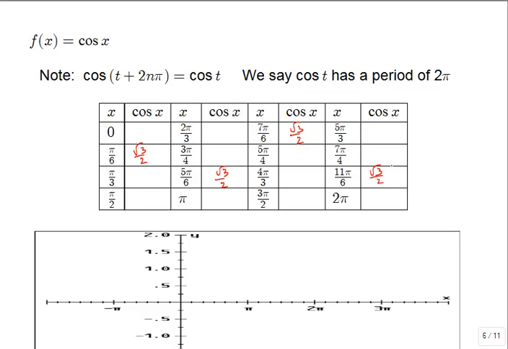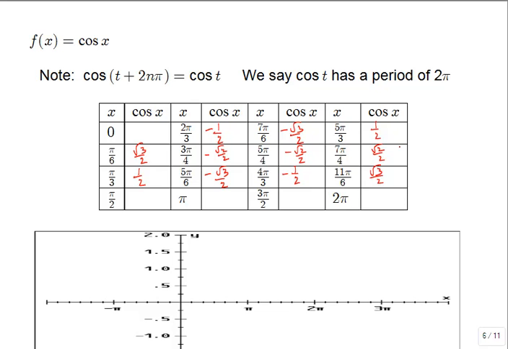Cosine is positive in quadrant 1, negative in quadrant 2, negative in quadrant 3, positive in quadrant 4. The pi over 3s are 1/2 for x. So 1/2, it'll be negative in quadrant 2, negative in quadrant 3, positive in quadrant 4. The pi over 4s are root 2 over 2. It'll be negative in quadrant 2 and 3, positive in quadrant 4.